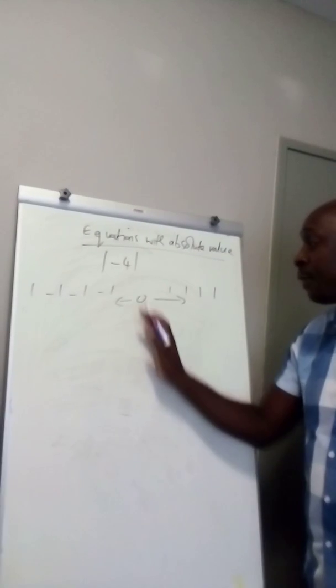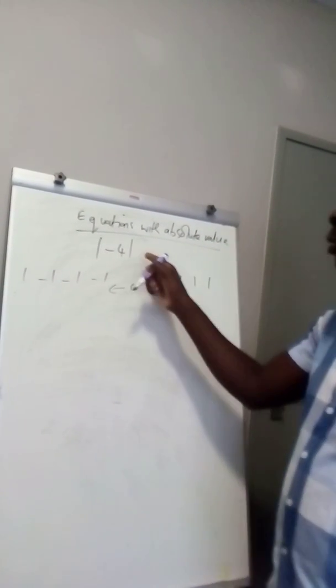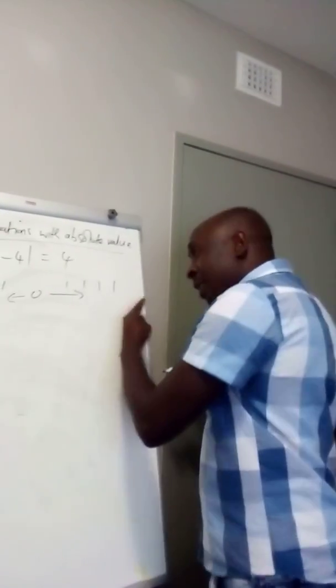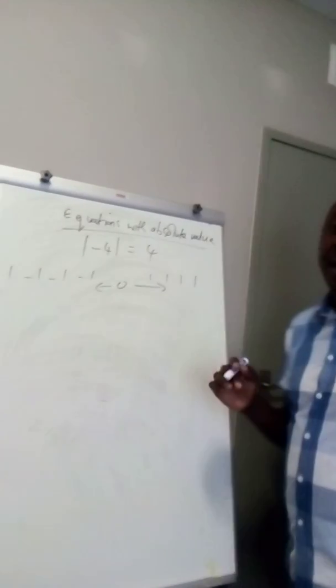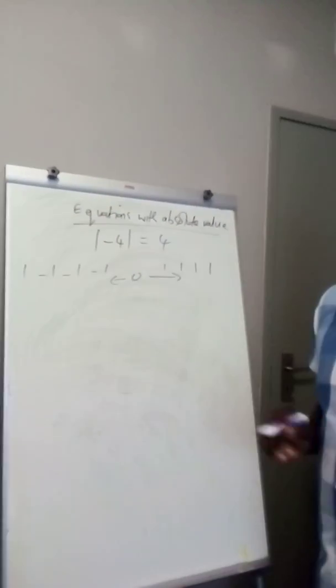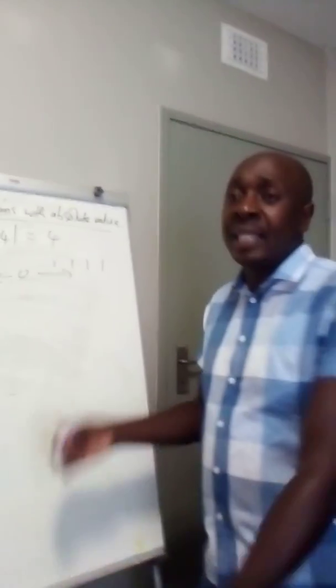We are looking at the distance from zero. How many steps do we move? Because absolute value of -4 is equal to 4, both in the positive and in the negative direction. That's why when you say absolute value, we retain a positive value. So what does this mean in practical terms?